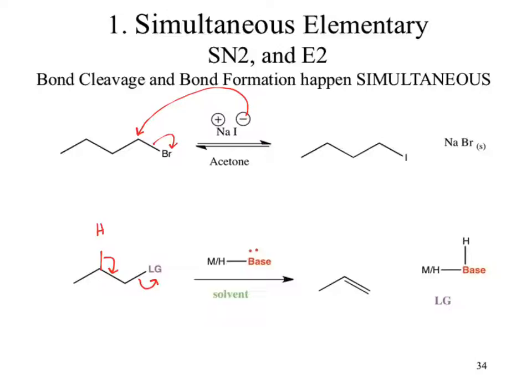How could I speed that reaction along? I could bring in a base. So the base can attack the hydrogen, removing the hydrogen at the same time the electrons come in to form the pi bond and kick out the leaving group. So we end up with a few more curved arrows. Okay? So now that we have the mechanisms, we can evaluate that pesky 2.